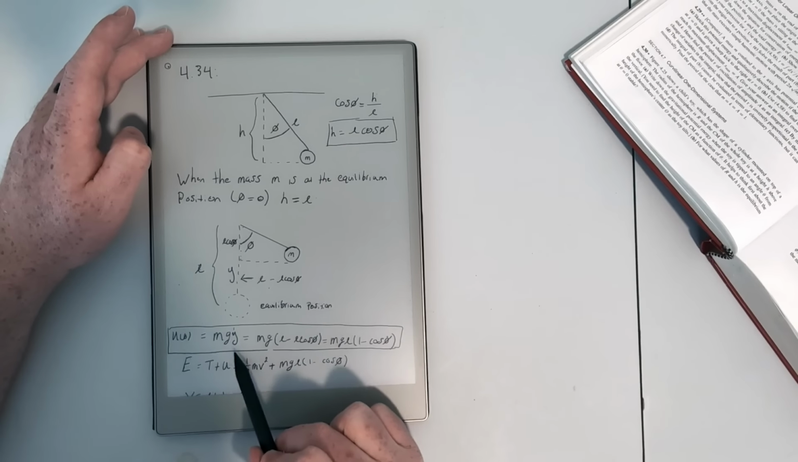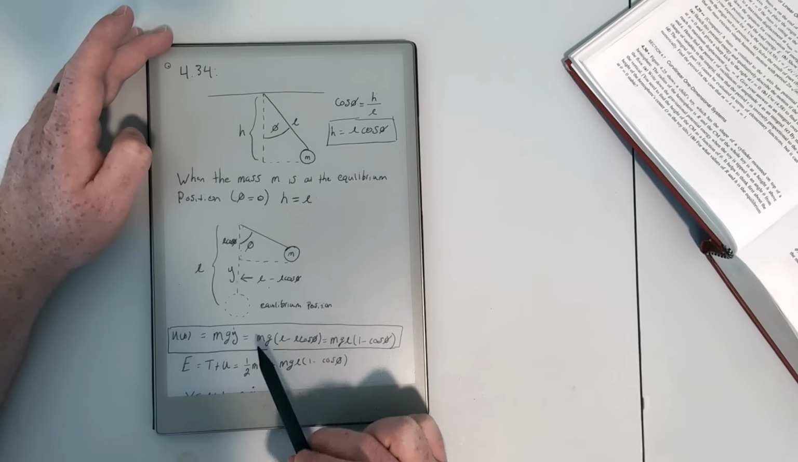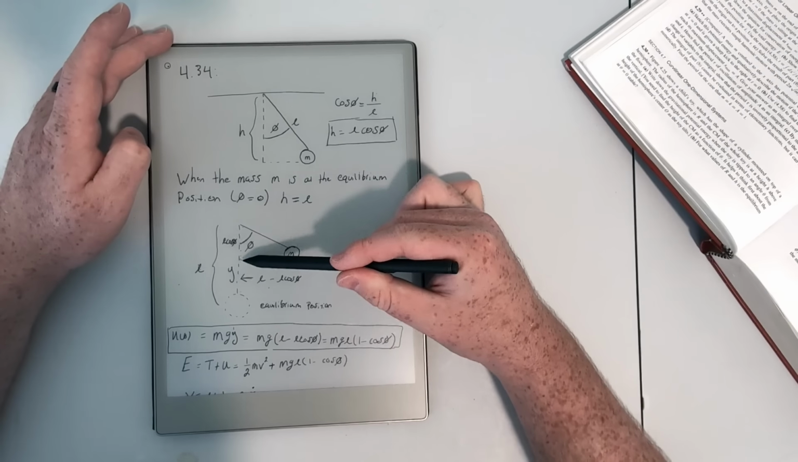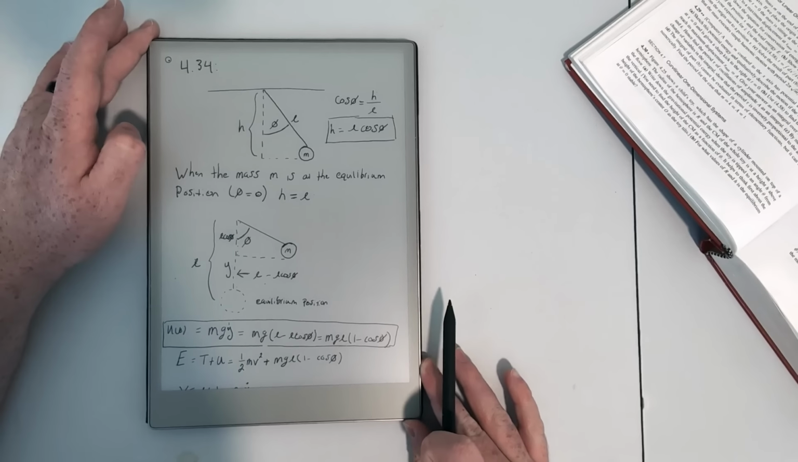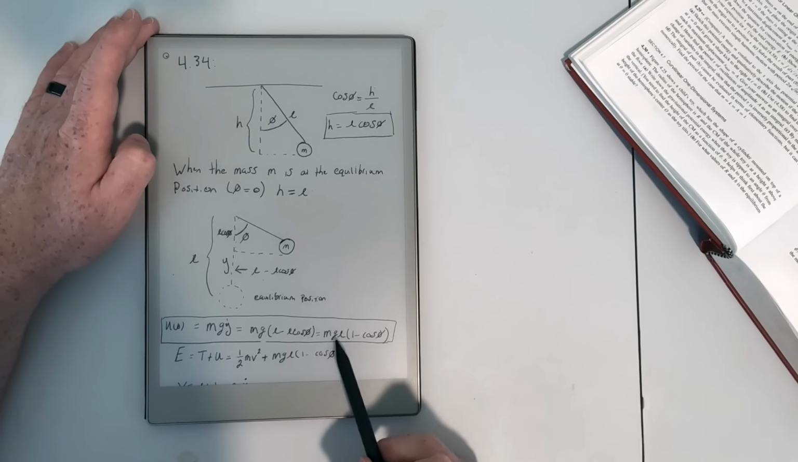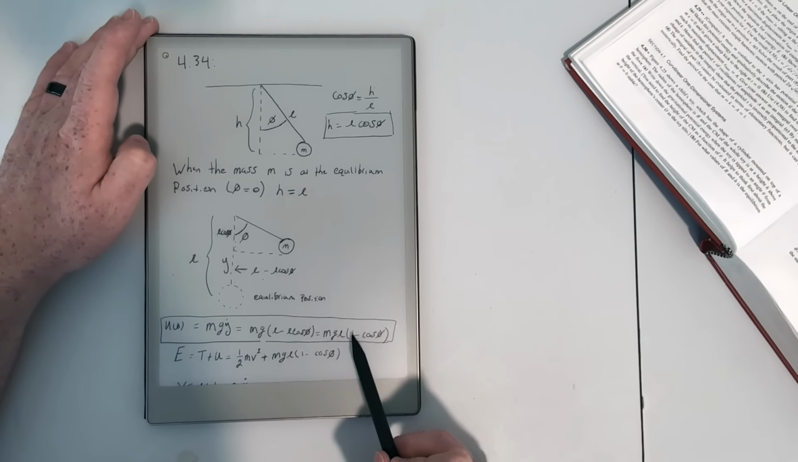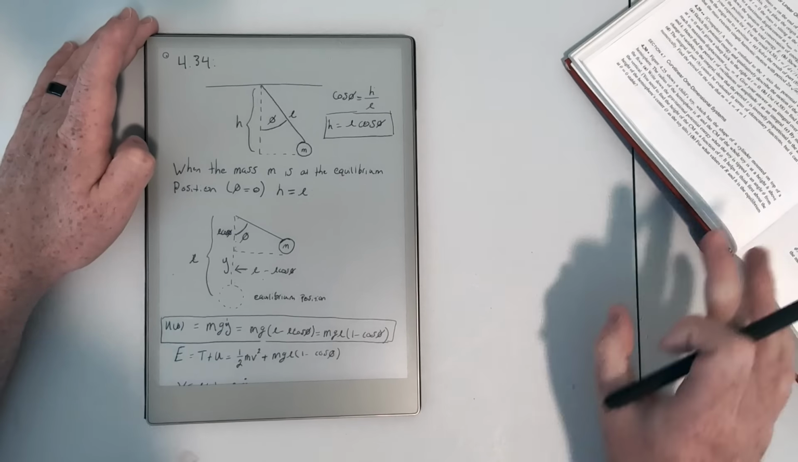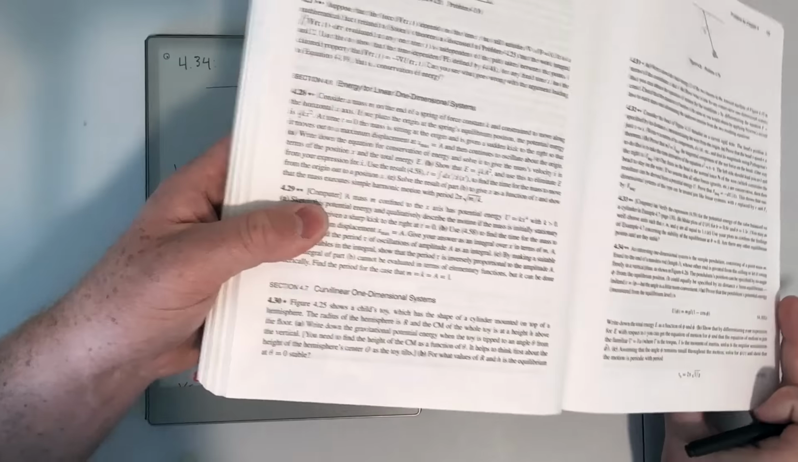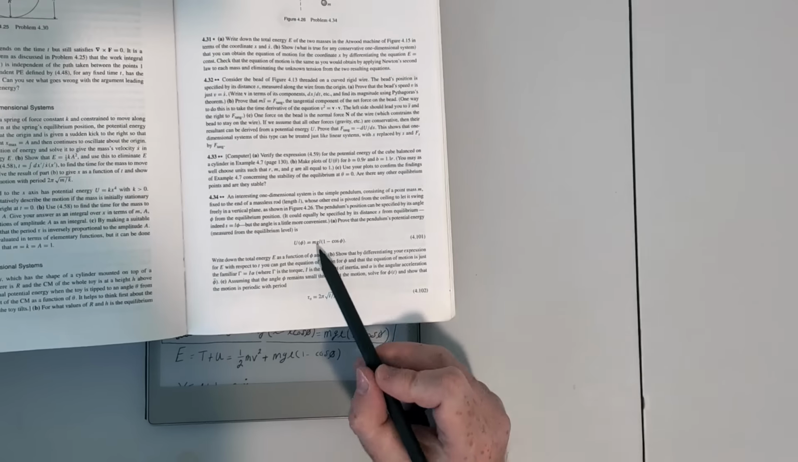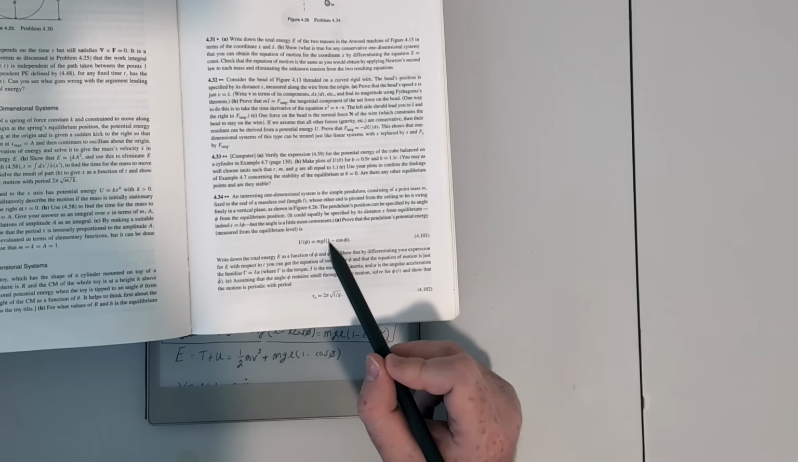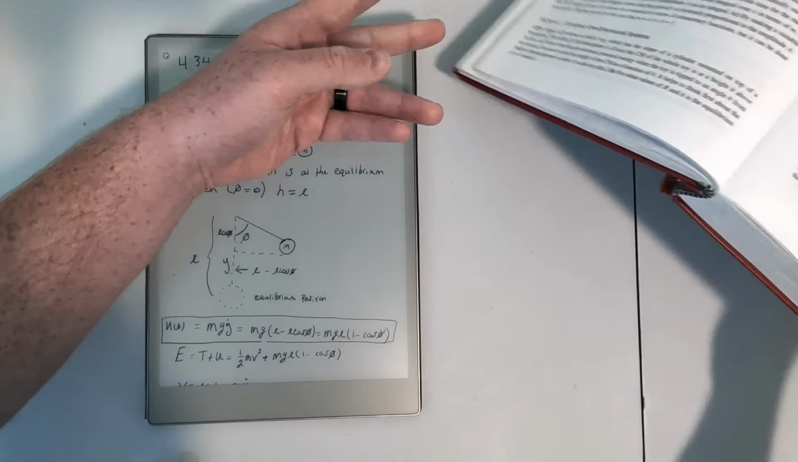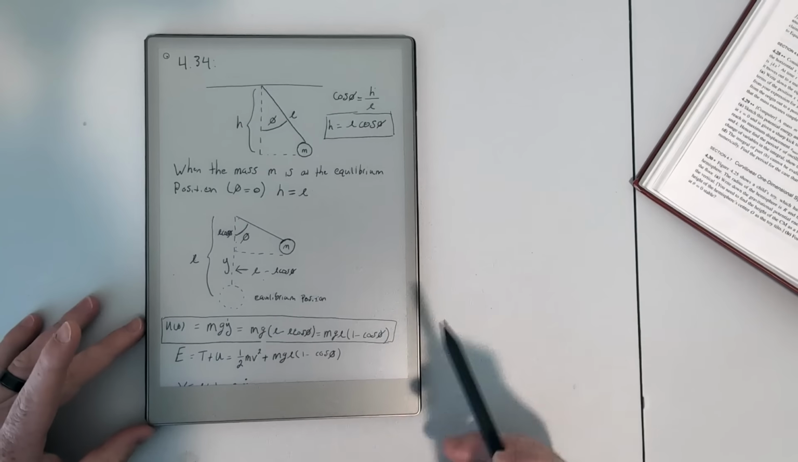So y is L minus L cosine phi, right? It's the height above the equilibrium point, which is what we need to know for the potential energy. And then we can factor out L to get mgL times 1 minus cosine phi, which is what the book wanted us to find. So it says here that it wants us to show that the potential as a function of phi is mgL times 1 minus cosine phi, which is what we just found here.